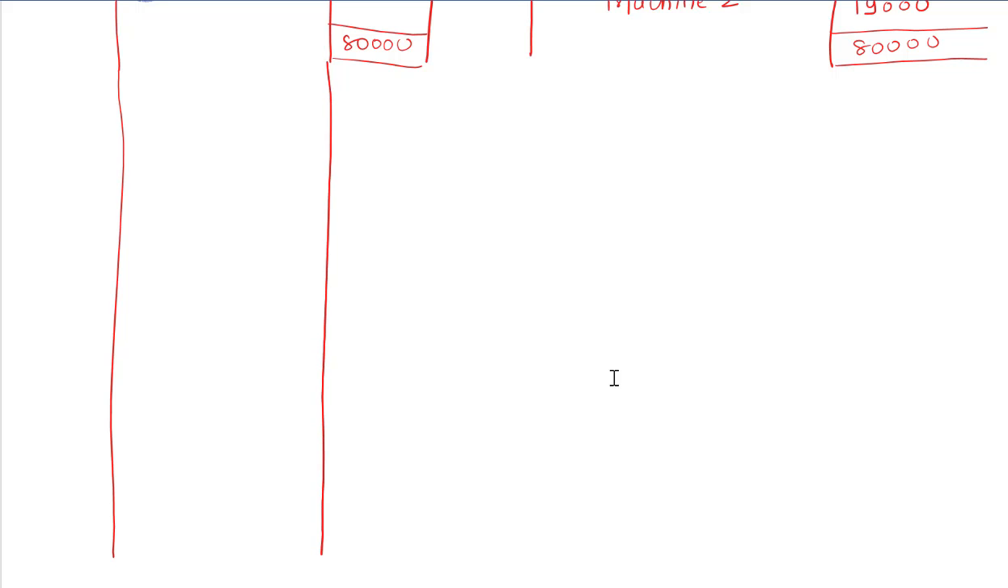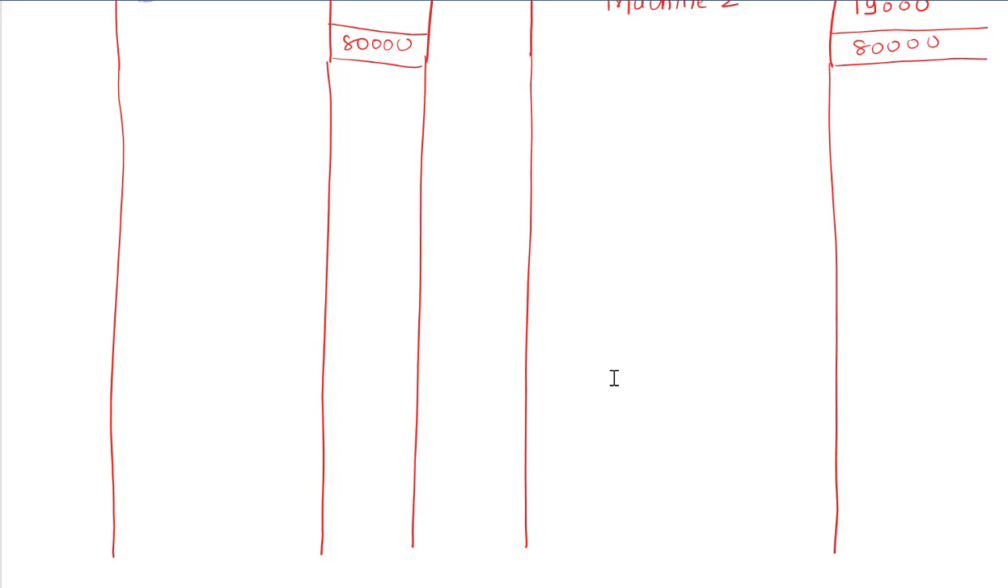Let's stretch these lines. First of April 2016, opening figure will be 54,000 for machine 1 and 19,000 for machine 2. We will write to balance brought down, machine 1, machine 2.